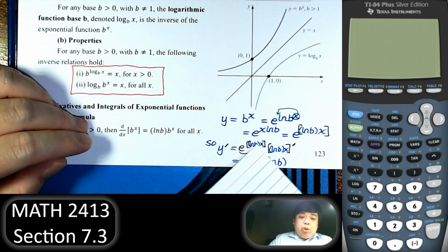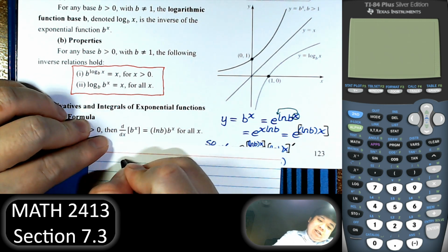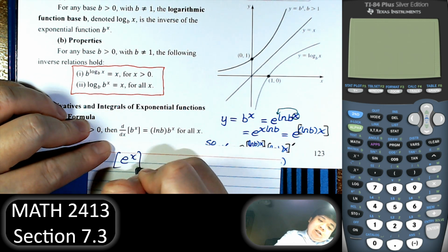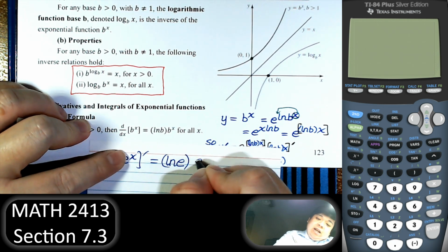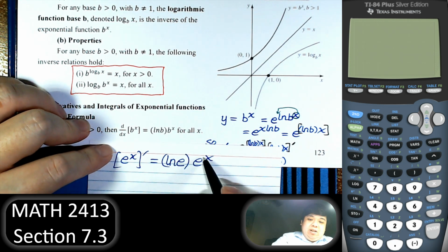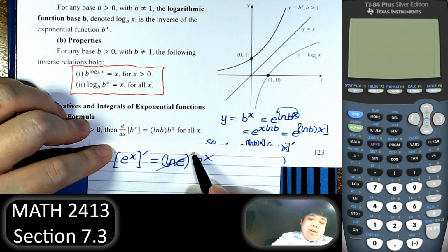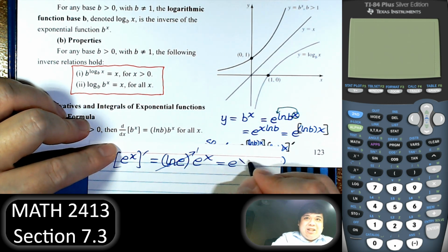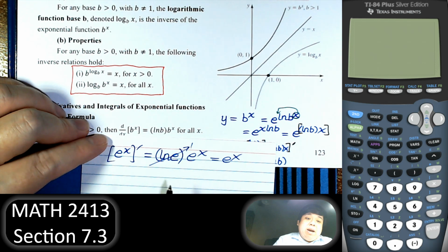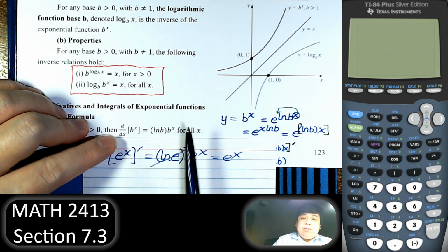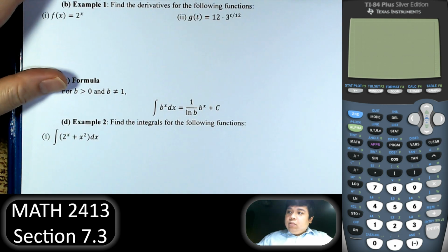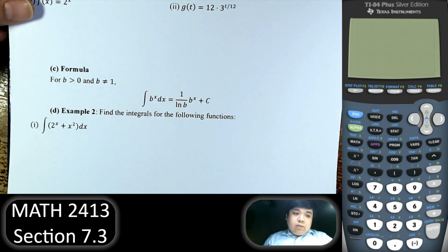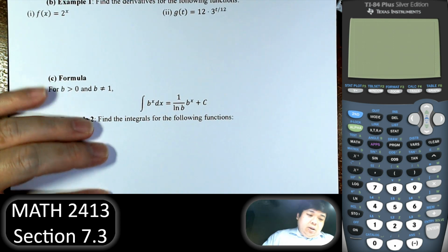Now this is consistent with the case where we have e to the x. If we use this rule, we will have ln of the base and the same exponent. ln of e is equal to 1, so that's why this is just e to the x. That's a special case. For any other base, we multiply by ln of the base times that exponent. So that's simple enough, right?